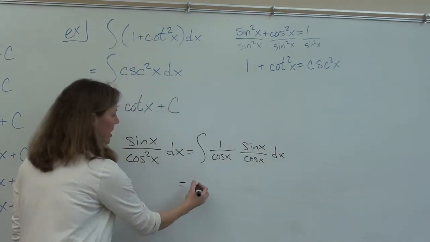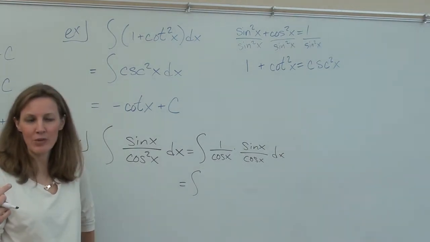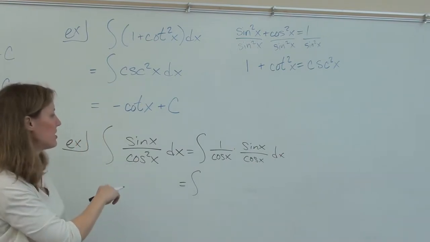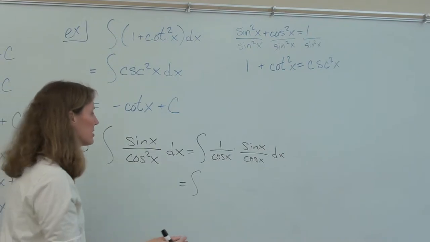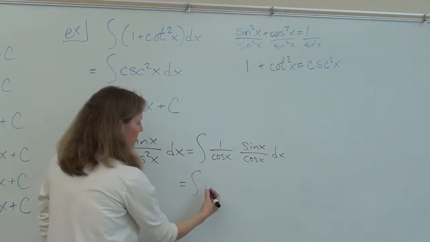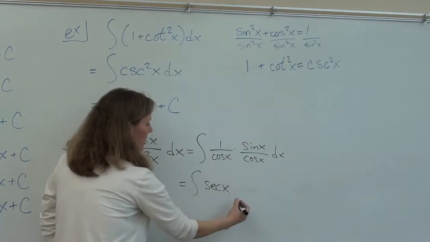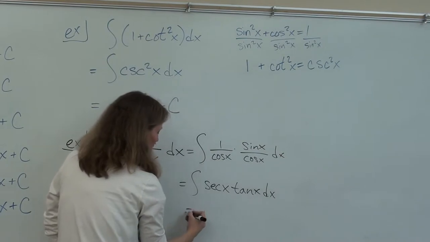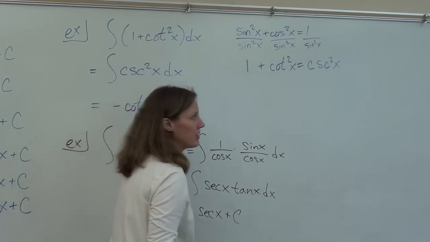Alright, good. Quiet down, please. Number 5. So, be aware of those identities when you're working these problems. If you don't recognize the function as one of the 6 right here, see if you can manipulate it to look like one of the 6. 1 over cosine is the same thing as secant, and sine over cosine is the same thing as tangent. So this is just the integral of secant tangent, which is secant x plus c, right?